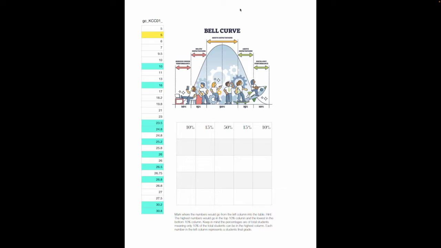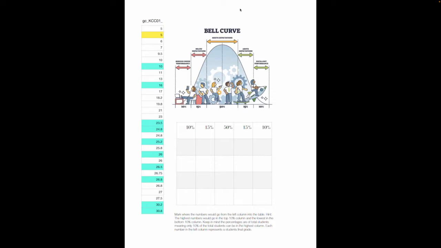Now keep in mind that these percentages, 10, 15, 50, 15, and 10, are of total students, so not of the numbers themselves, but of the students. However, the numbers represent a student. So each student, this is their grade in the course. This is from a previous course of students who volunteered to participate in this activity. And so you want to think about 10% of the students, right? The total number of the students. They would go in the right-hand column.